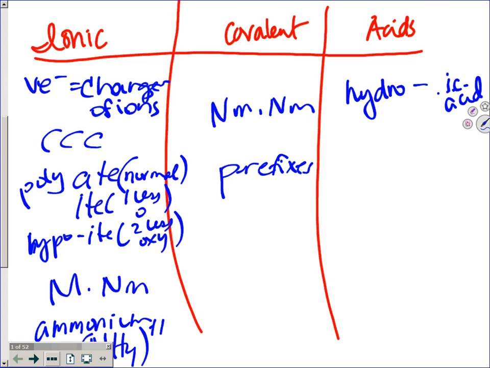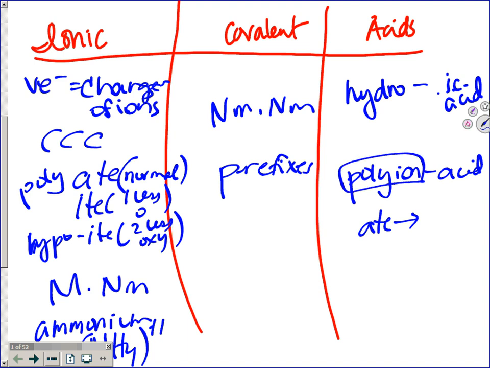The polyatomic ion, right? So you're naming the polyatomic ion first, and then you'll put "acid." So the naming of the polyatomic ions controls how you name the acid. If it's the "ate" form of the polyatomic ion, how do you change the ending? You change it to "ic acid." And if it's the "ite" version of the polyatomic ion, you change it to "ous acid."